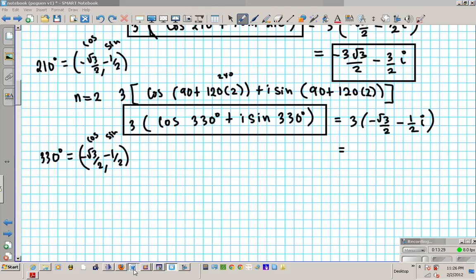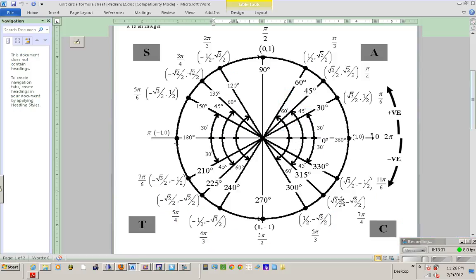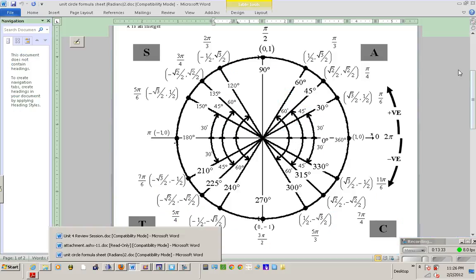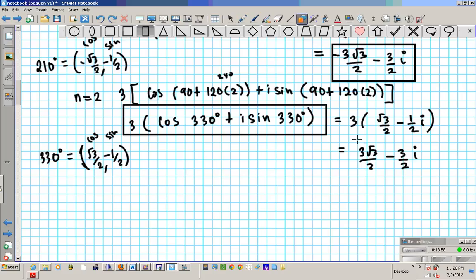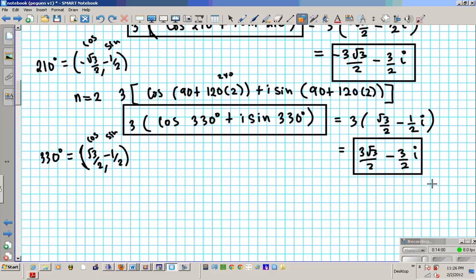I messed up. I think one of them was positive, right? 330, one of them is positive. The root 3 over 2 is positive. So let's change the sign of the root 3 over 2. Take that minus out of there. So that one's positive. So our answer is going to be 3 root 3 over 2 minus 3 over 2i. And there goes my answer in rectangular form. Okay? So that's that. Alright, let's move along to another example.